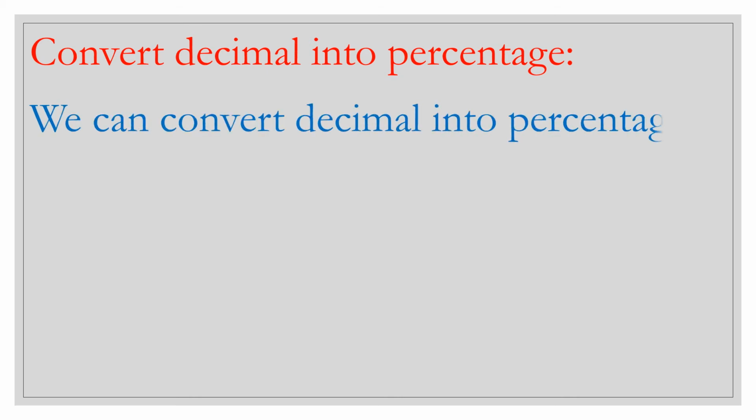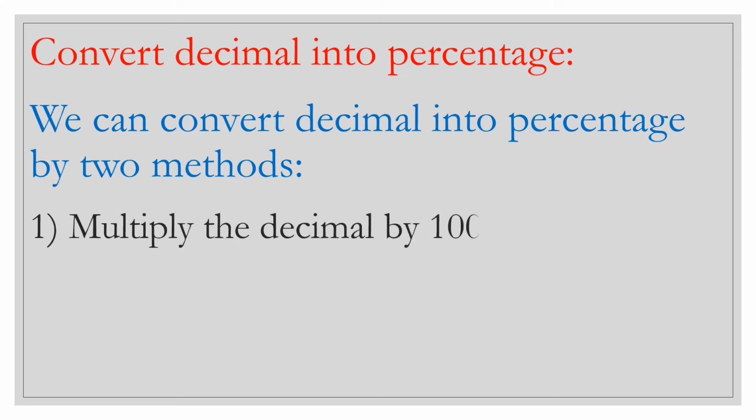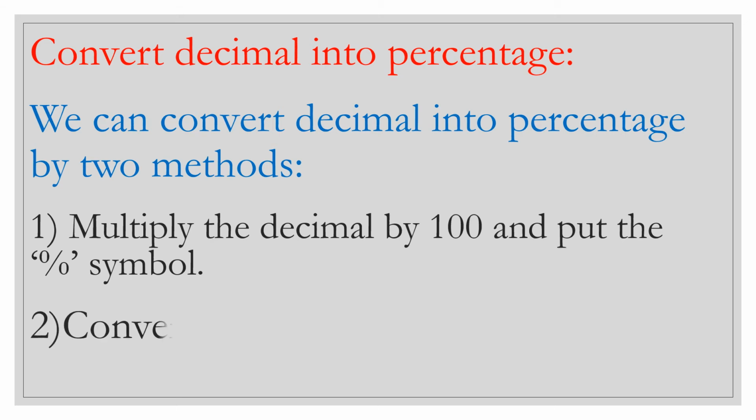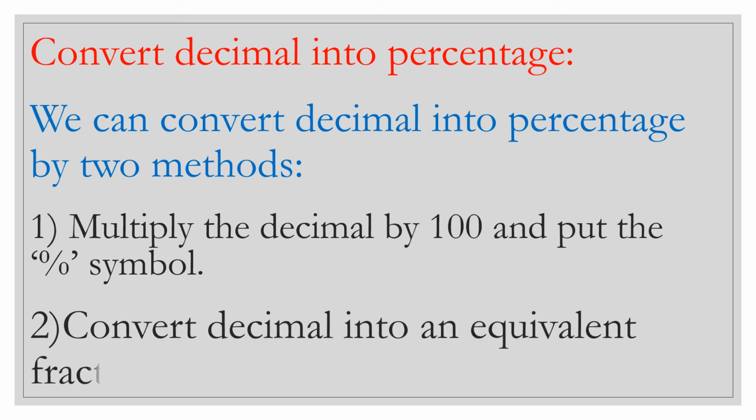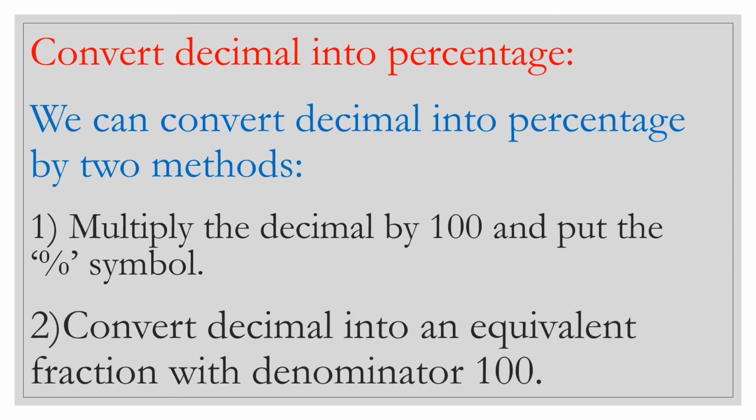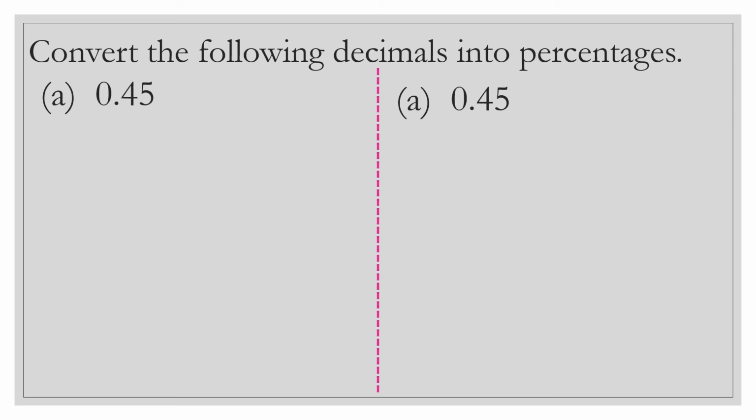Our last topic is convert decimal into percentage, and we can convert decimal into percentage by two methods. First method, multiply the decimal by 100 and put the percentage symbol. Second method, convert a decimal into equivalent fraction with denominator 100. To understand it in a better way, let us solve some questions. Convert the following decimals into percentage. Question number A, 0.45. Let us solve this question by both the methods.